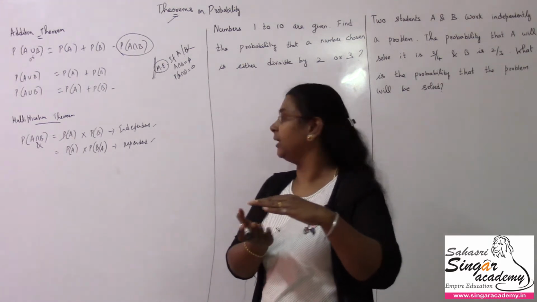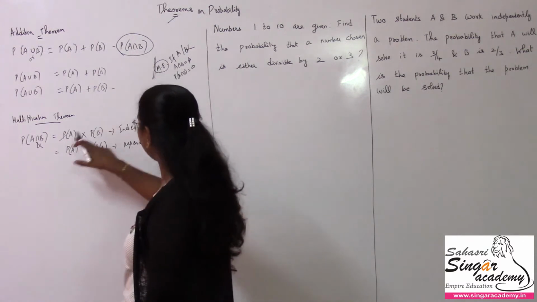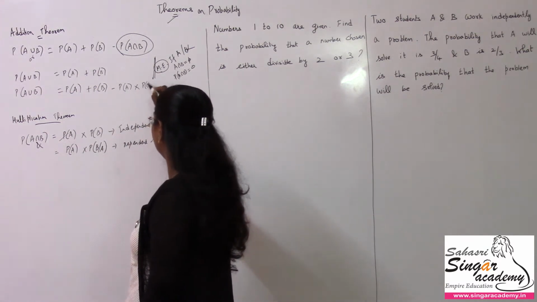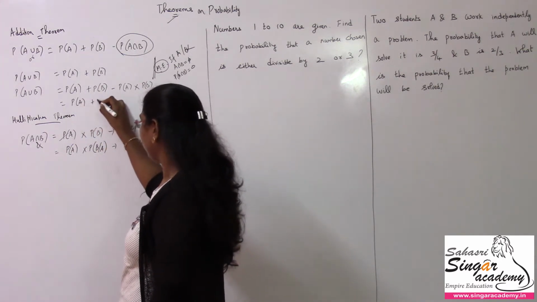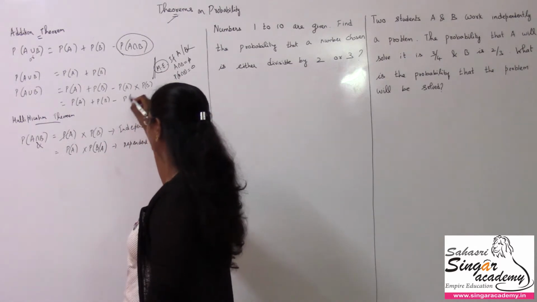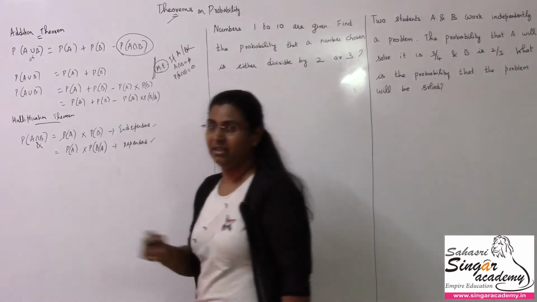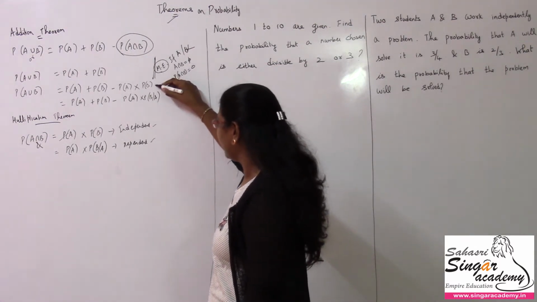You are merging the multiplication theorem because the nature of A and B is different. If A and B are independent events, you will be taking P of A into P of B, right? In case of dependent, here it will be P of A plus P of B minus P of A into P of B where A has already happened. This is how we discuss it.